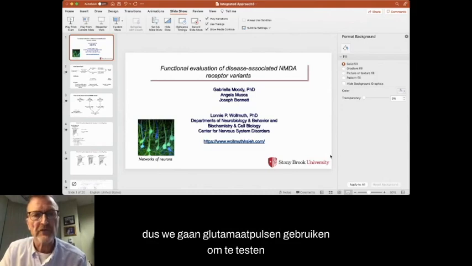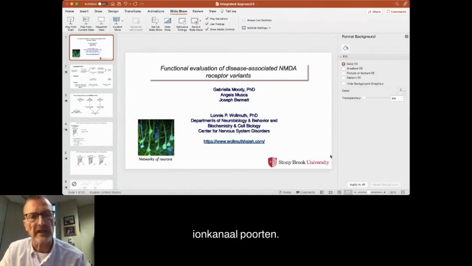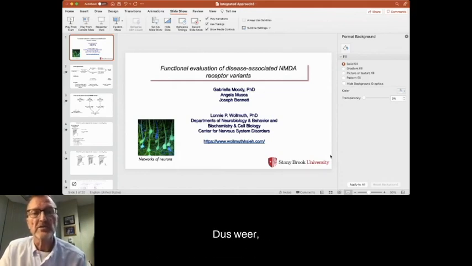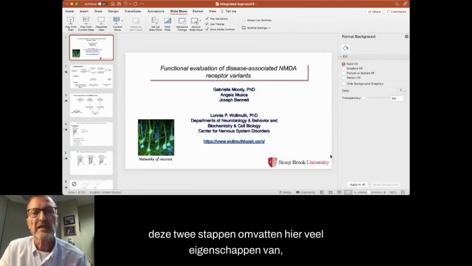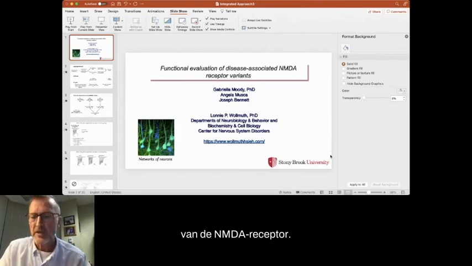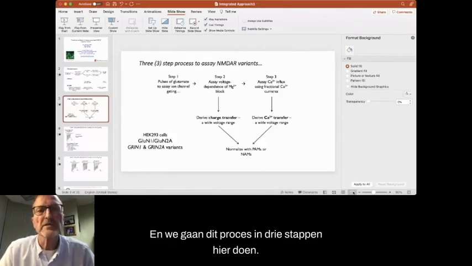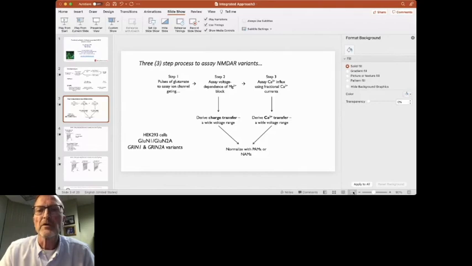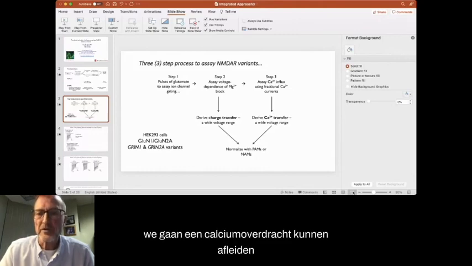We're going to use pulses of glutamate to assay ion channel gating, and I'll discuss this in a moment. Then we're going to assay voltage dependence of magnesium block. These 2 steps encompass a lot of properties of the NMDA receptor, and from these combined factors we're going to derive a charge transfer. In step 3, we're going to assay calcium influx, and from that we're going to derive a calcium transfer.